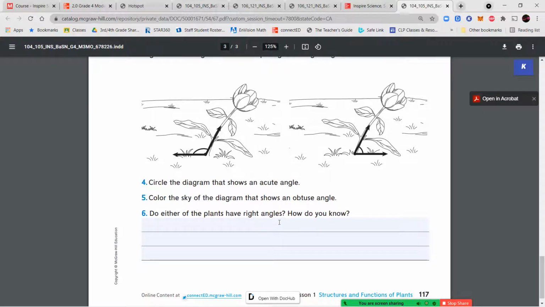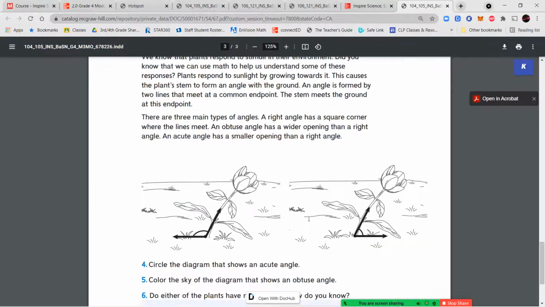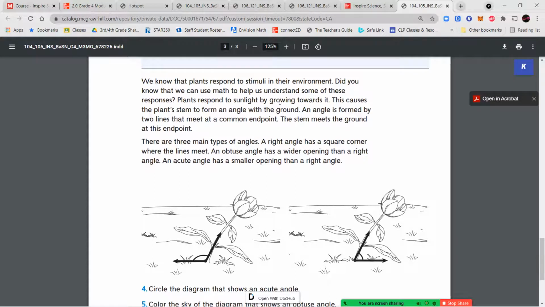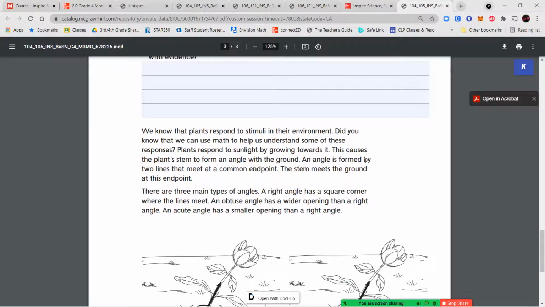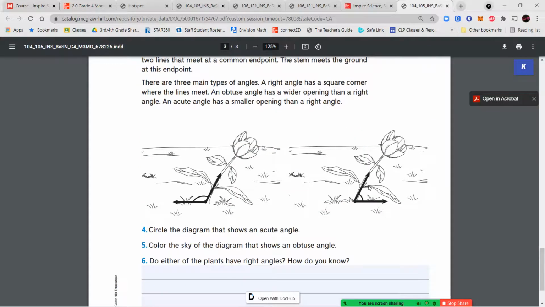Do either of the plants have right angles? How do you know? So you can go back and read this section to review what those different angles are. Remember, a right angle has a square corner. So if you look at a square, those corners meet and make right angles. So do either one of these look like right angles to you or like square corners to you? Yes or no, and explain how you know.